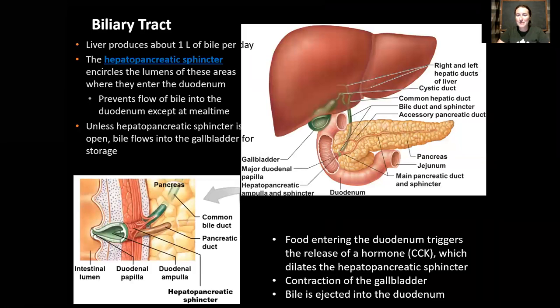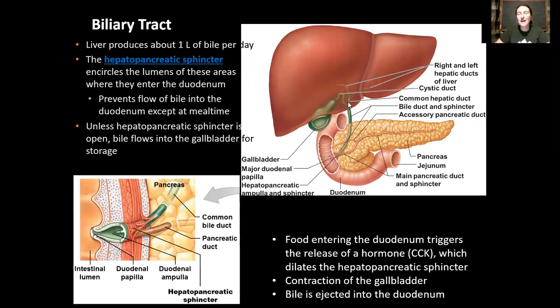I start off with that because this biliary tract historically has been a little bit challenging for students to understand. So I want to emphasize that learning the different ducts as well as the sphincters, et cetera, are really important here. And so just one more time, I want to walk through here.